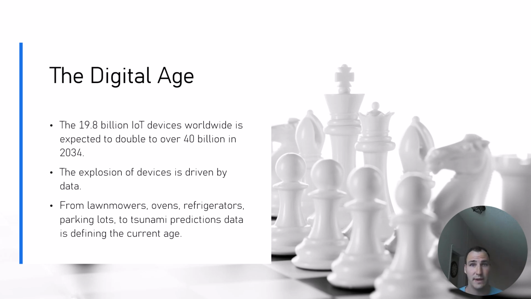There are 19.8 billion IoT devices worldwide, and that number is expected by many to double to over 40 billion in 2034. But why are there all these digital devices? Well, the explosion of devices is driven by data and the capability that data has to make people's lives more efficient, easier, and more interconnected. From lawnmowers, ovens, refrigerators, parking lots, and even tsunami predictors, IoT and data is defining this current age.